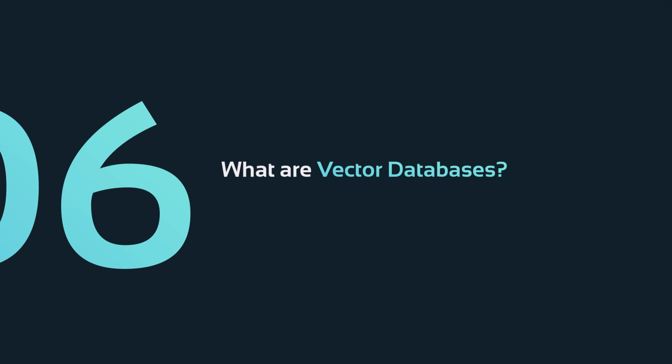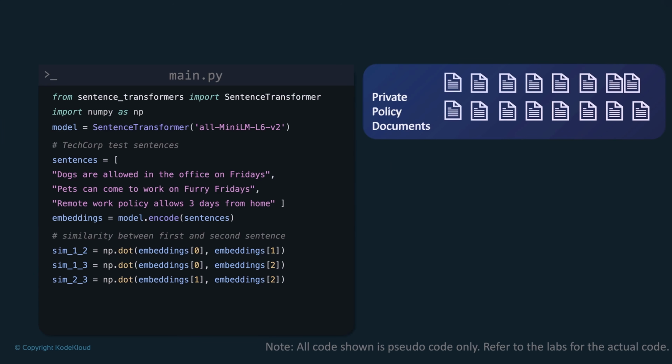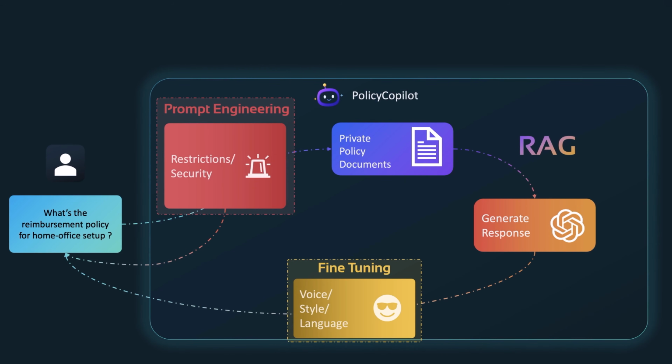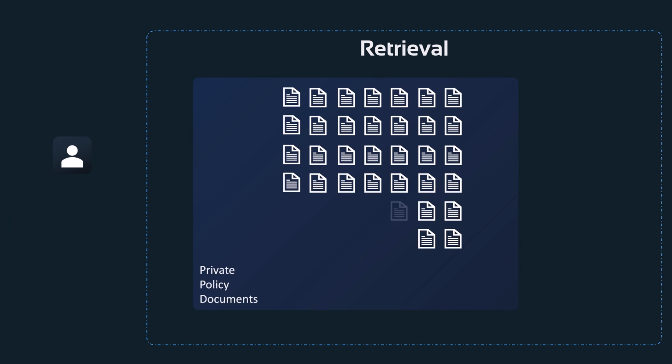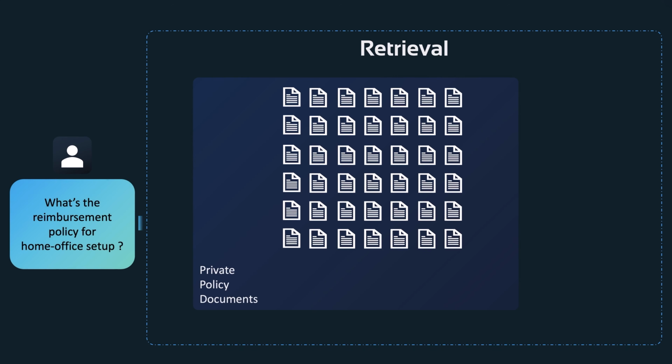Let's now understand vector databases. So far, we saw how we could use the sentence transformer libraries and load simple sentences into it to create embeddings, and then compare those embeddings to each other in a super simple way. However, we have a bigger task at hand, our policy copilot system, and it has hundreds or thousands of large policy documents. Let's say we have 500 policy documents, each with multiple sections. When a user asks, what's the reimbursement policy for home office setup, our system needs to search through all of these documents to find the most relevant ones.